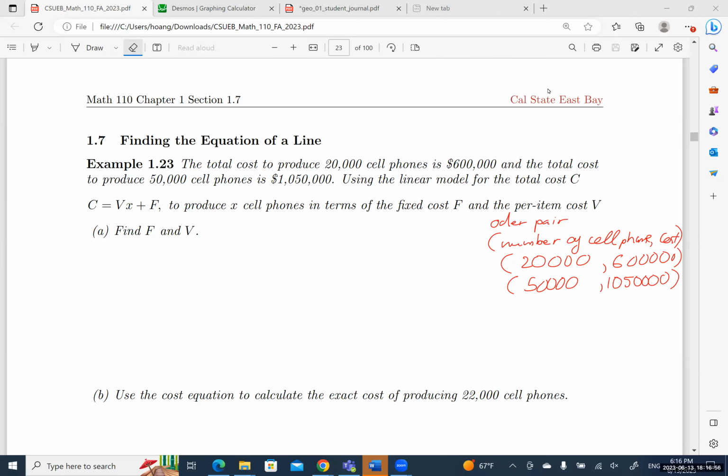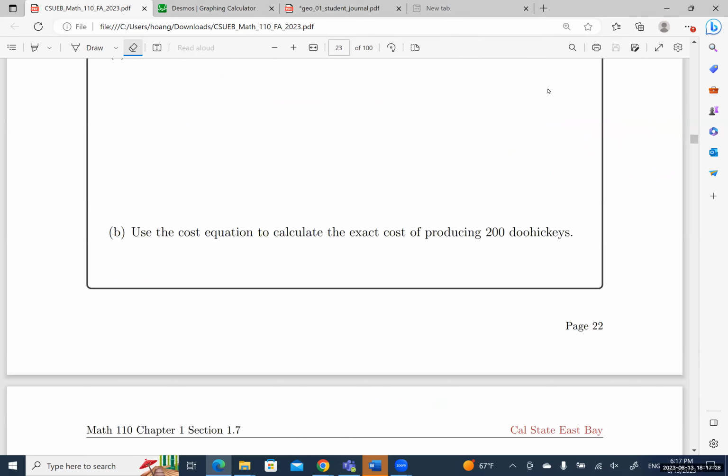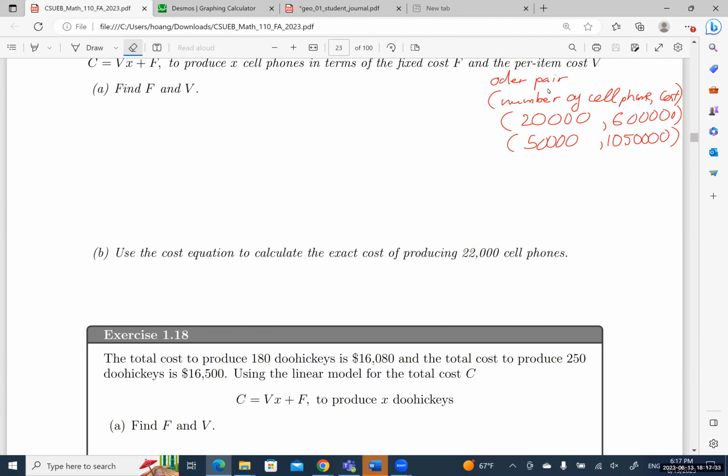Okay, so I'm coming to 1.7, finding the equation of a line. This session is really important to a business class. It helps you set up the equation of something like a supply demand function or cost function, something like that, right? So I would like to skip page number 1 for now, because I think it's supposed to be moving.